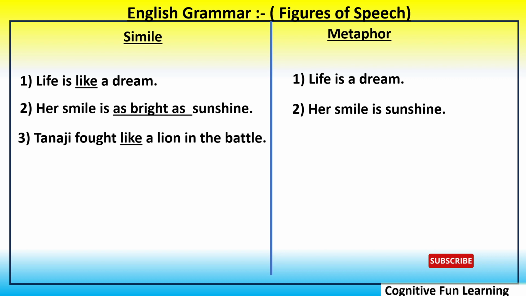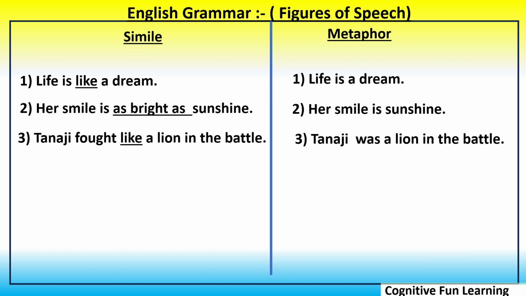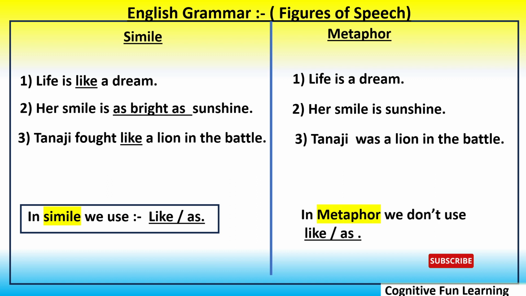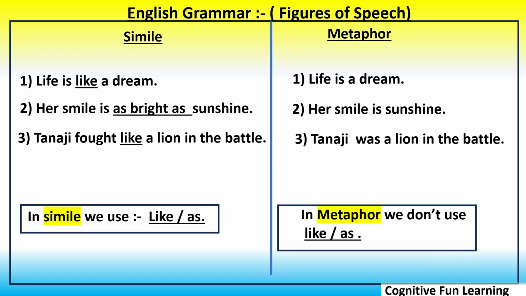In simile, we say Tanaji fought like a lion in the battle. But in metaphor, we say Tanaji was a lion in the battle. So in simile, we compare two objects by using words like "like" and "as", but in metaphor, we don't use "like" and "as". Instead, we declare one thing as the other.